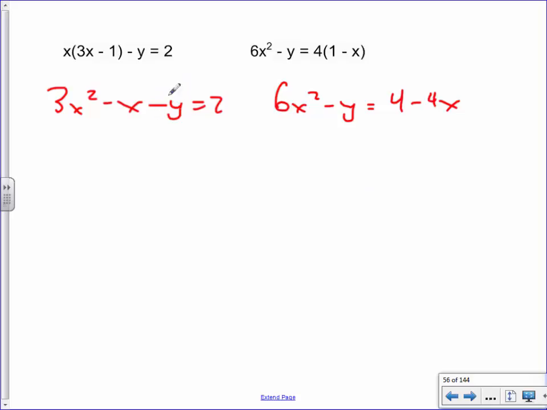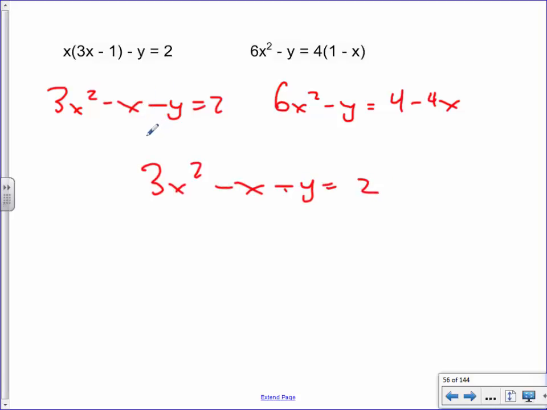See how I have a negative y right here? And I have a negative y right here? I'm going to stack them on top of each other. Well, actually, even with the equals sign. It should still work. So watch this. I'll rewrite it all out. So I have a 3x squared and a negative x and a negative y and it equals 2. So that's this equation right here.